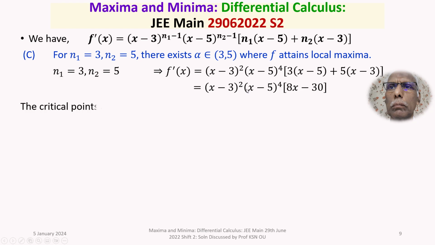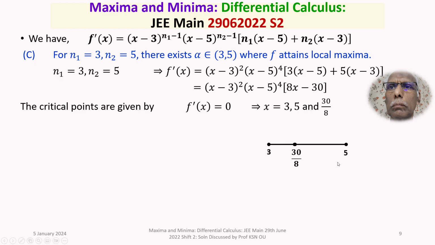Thus we get the three critical points 3, 5, and 30/8. And 30/8 lies between 3 and 5. So our f prime x is written as 8 times (x - 30/8), because from 8x - 30 we have taken out an 8 common. So (x - 3)^2 into (x - 30/8) into (x - 5)^4. Now let's discuss the behavior of f prime x in these intervals.